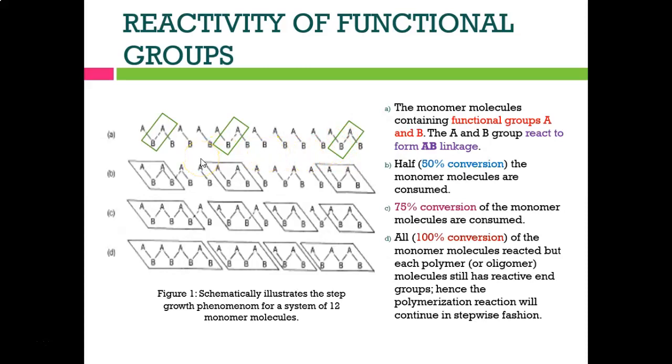Okay, step ni dia step growth polymerization, it happens step by step. Okay, so we assume that in step B, half ataupun 50% conversion the monomer molecules are consumed. Means that a reaction has happened between the two functional groups. And in step C, almost 75% conversion of the monomer molecules are consumed. And in step D, we have 100% conversion of the monomer molecules reacted, but each polymer or oligomer molecule still has reactive end groups. Hence, the polymerization reaction will continue in stepwise fashion.